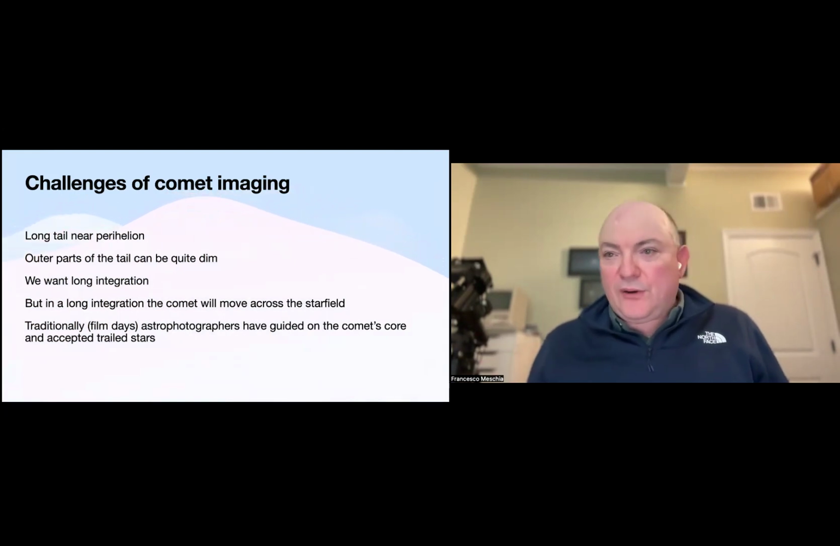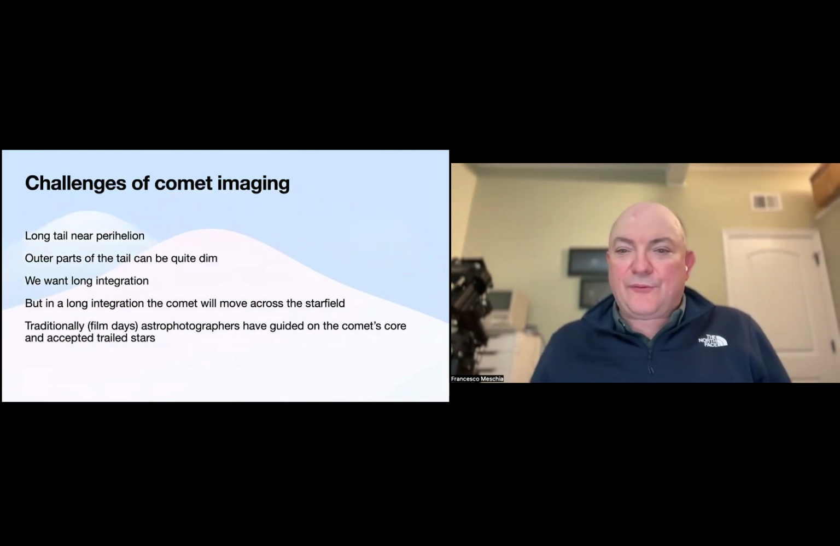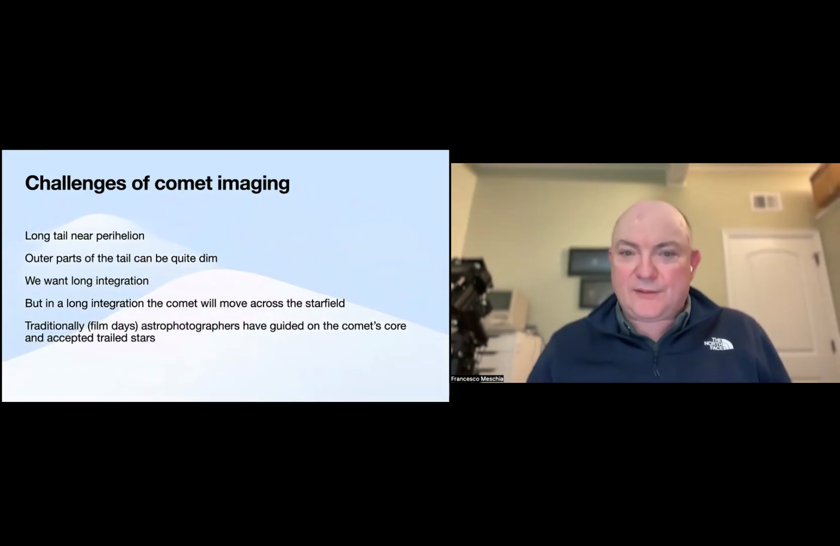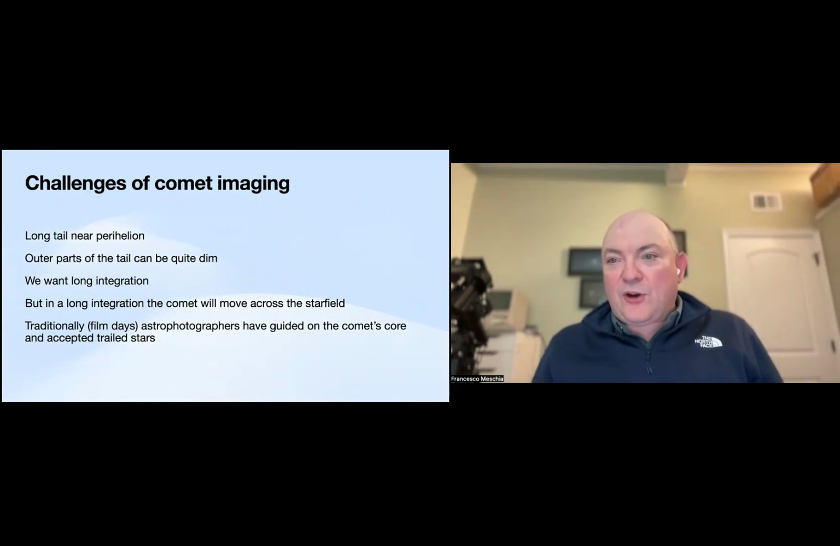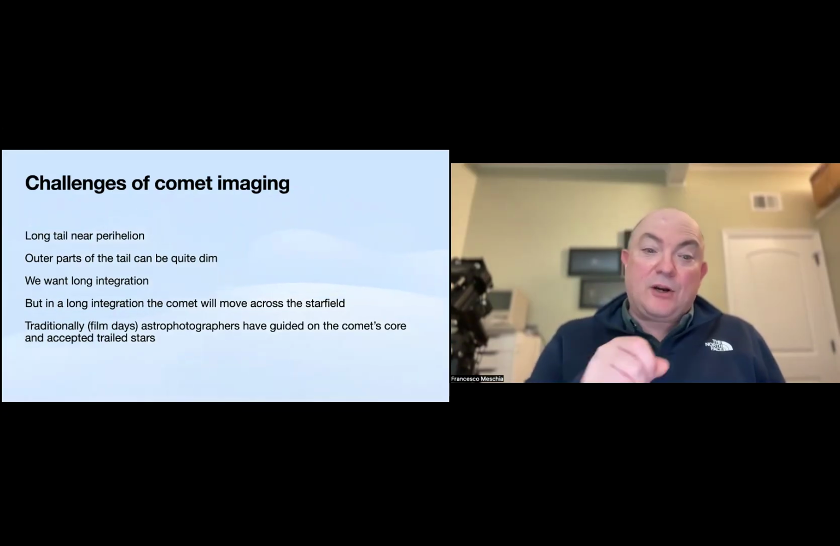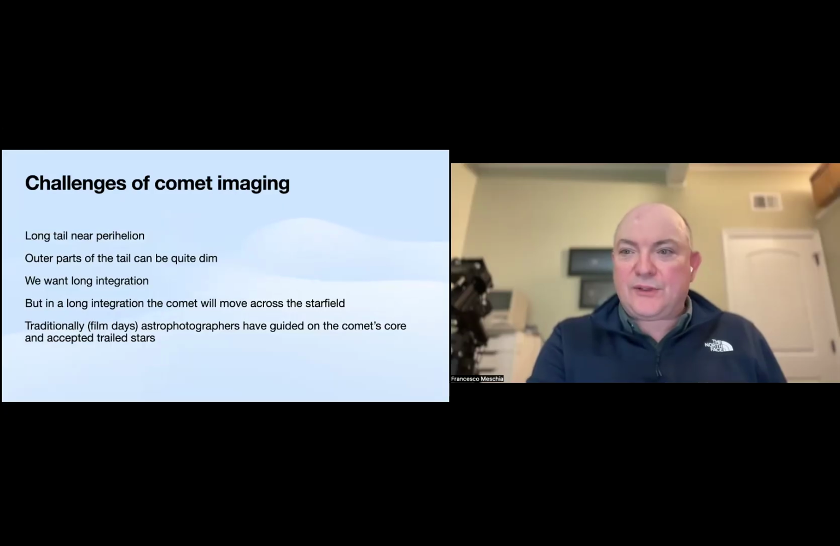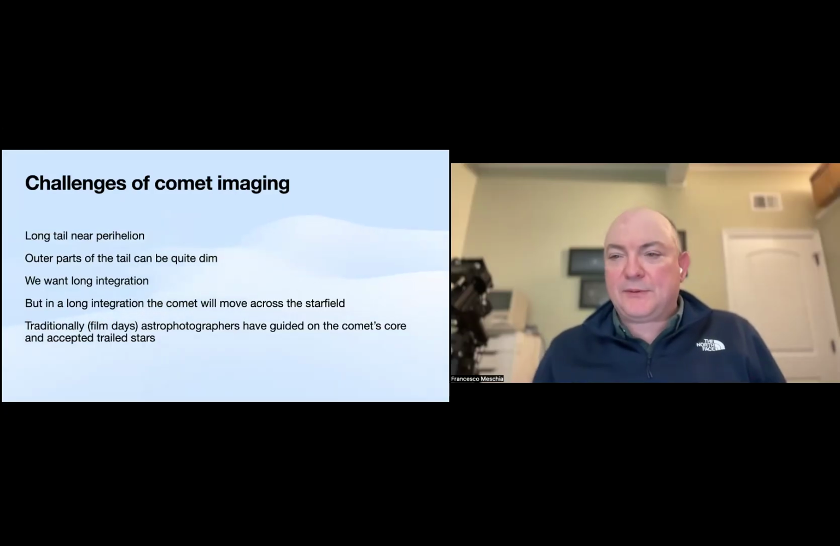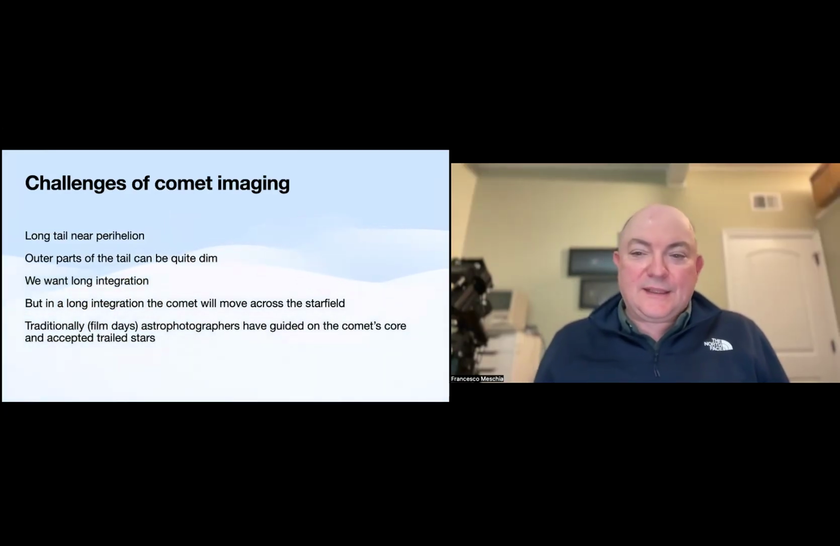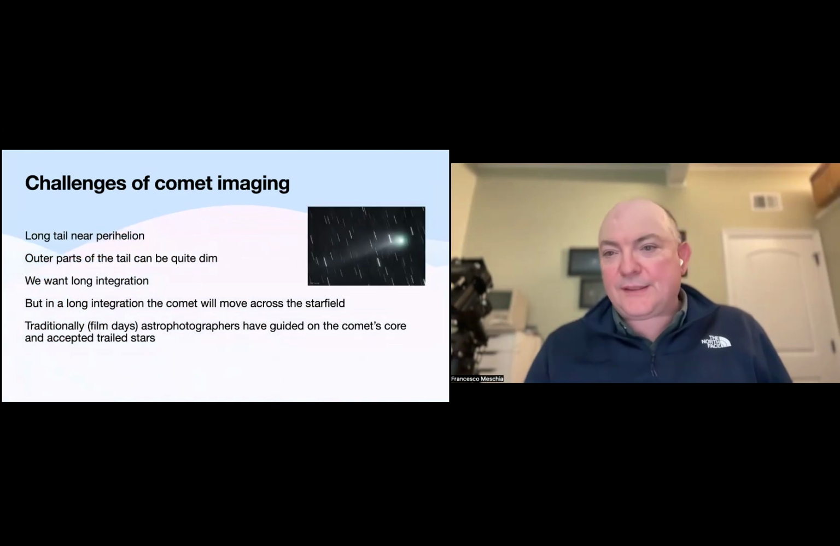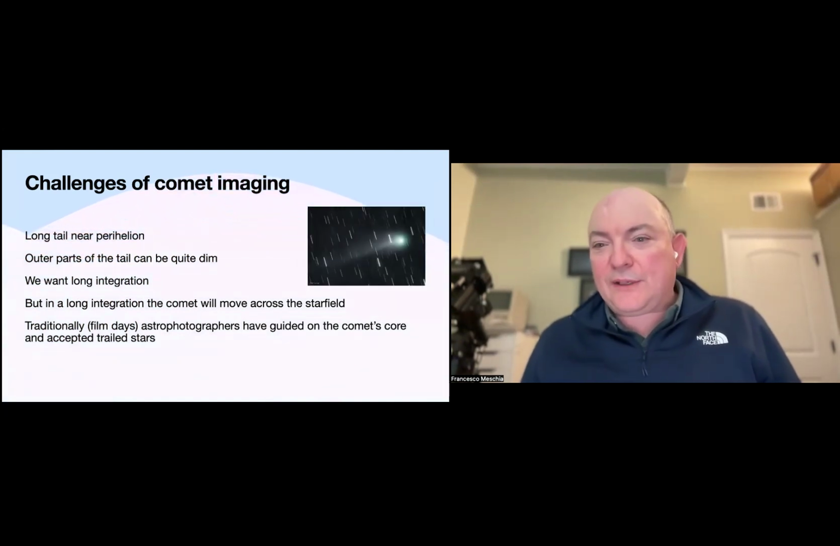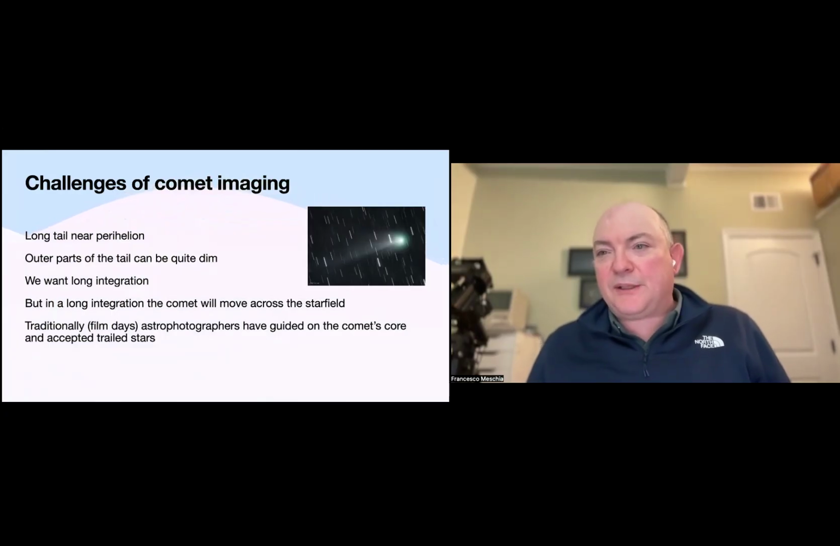But if you're doing a long integration time with a fast moving comet, and it's fast because it's closer to the sun, you're going to have a comet that moves across the star field. And traditionally, when people were taking pictures on film or plates, astrophotographers have guided on the comet because they wanted to image with as much detail as possible the nucleus or the inner part of the tail, and they had to accept this: the fact that if you guide on a comet, your stars will be trailed.